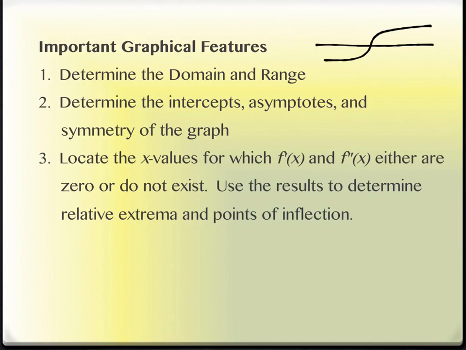That's a symmetry feature. And then the other pieces, part 3, are the calculus pieces that we're going to add in. So we're going to locate values for which the derivative and the second derivative are either 0 or do not exist. And we're going to use those pieces of information to find maxes and mins, inflection points, concavity, and increasing and decreasing. So maxes, mins, increasing, decreasing, that all goes together with the first derivative, and then inflection points and concavity with the second derivative.